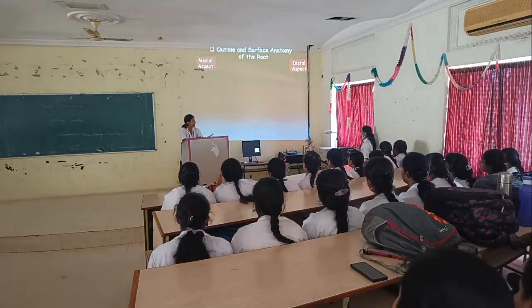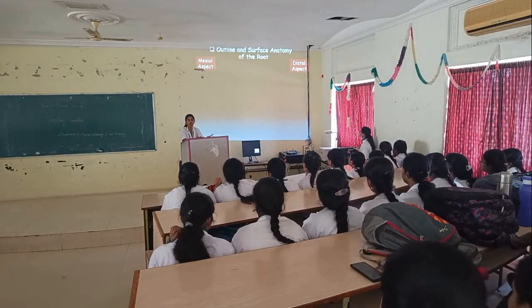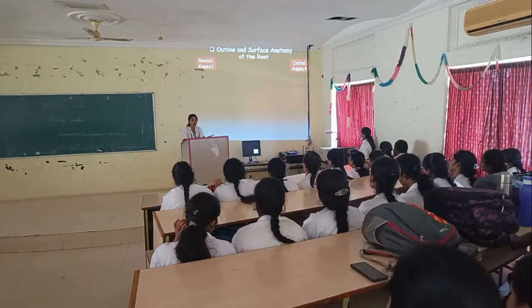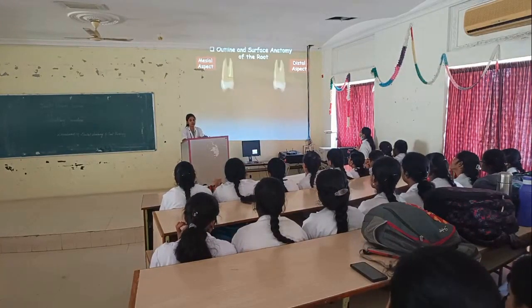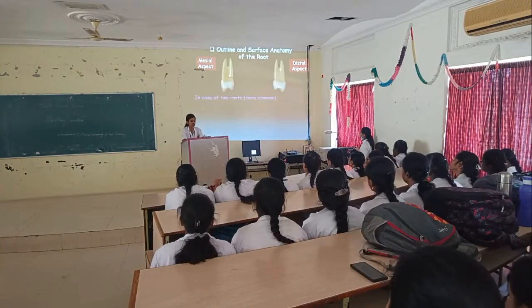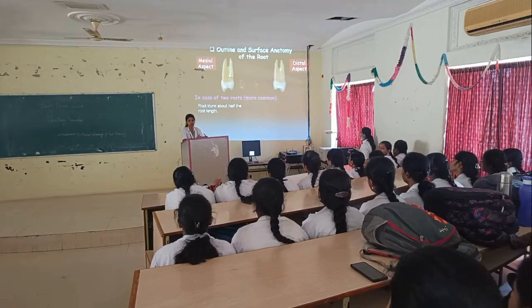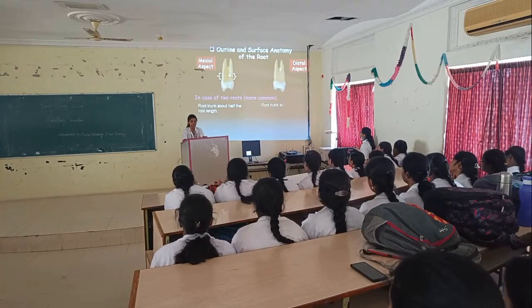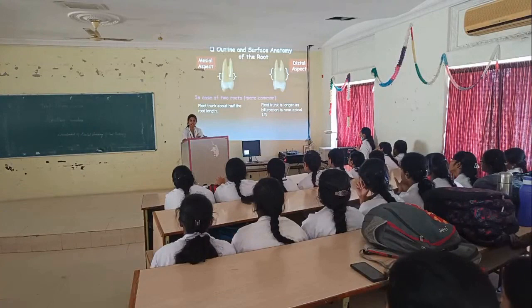Next we are going to see the outline and surface anatomy of the root from the mesial and distal aspects. In case of two roots, which is most probable, the root trunk is the place where the root is not bifurcated. In the mesial aspect, the root trunk is about half of the root length, whereas in the distal aspect, the root trunk will be longer since bifurcation occurs only in the apical bundle.